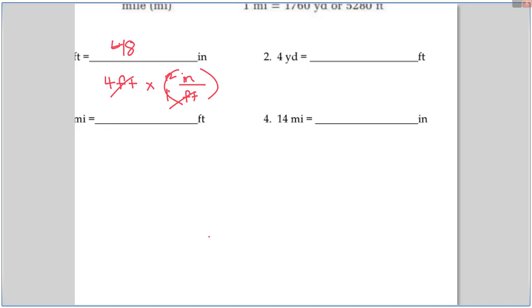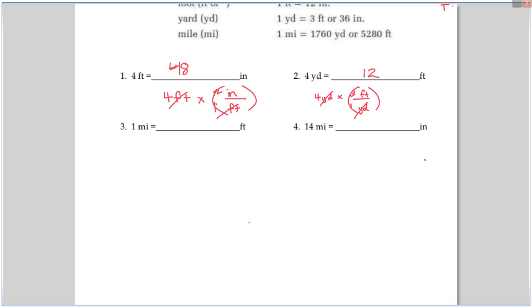Okay, 4 yards into feet. So we have 4 yards, and we're going to times by something. That's a ratio, so that yards goes away. Yards is in the bottom, and what goes in the top? Feet. So that way the yards cancel, and you're left in feet. So now all you need is the relationship. In 1 yard there is 3 feet. So times by 3 divided by 1, it's just going to be 4 times 3, which is 12.